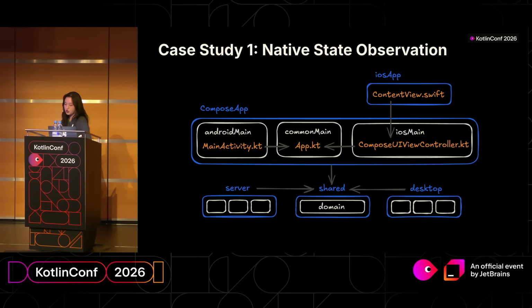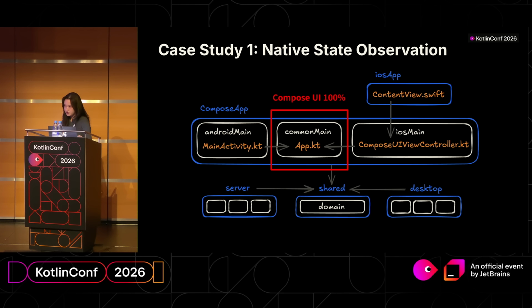Here is the module structure of our app. The iOS app contains ContentView.swift. The Compose app has androidMain, commonMain, and iosMain. And below that, the shared module with domain logic, which is shared with server code. The important thing to notice is that our UI is 100% Compose. The entire UI lives in commonMain.